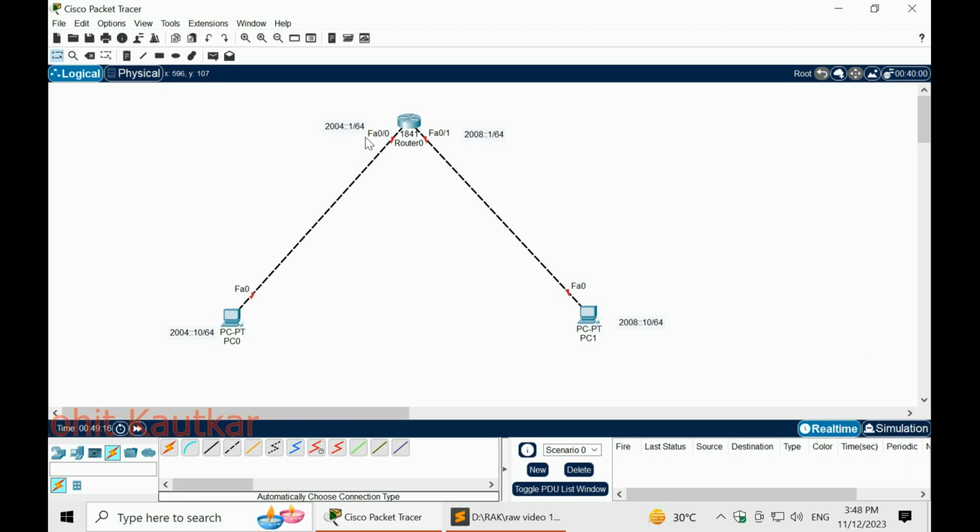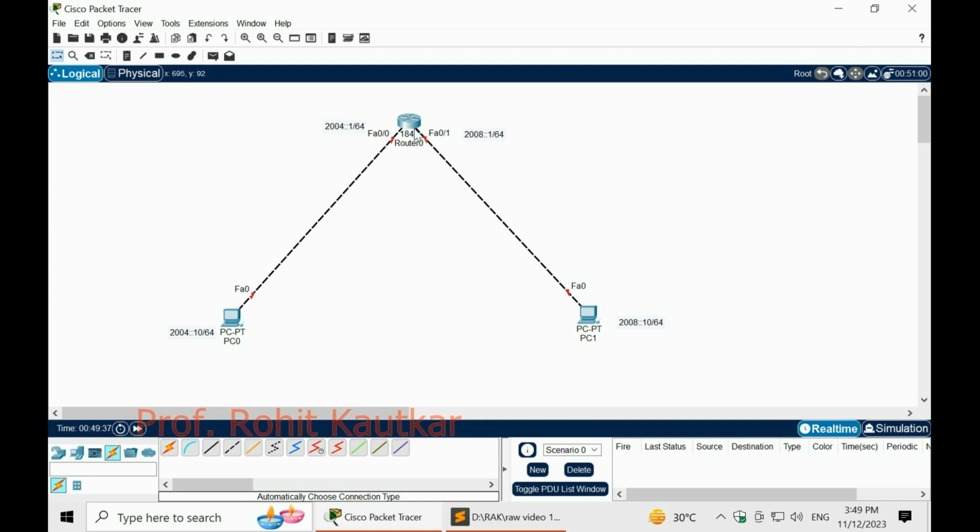So first interface we have this one, FA00, and second interface we have FA01. So FA00 is connecting to this side of network, and FA01, this interface, is connecting to this side of network.